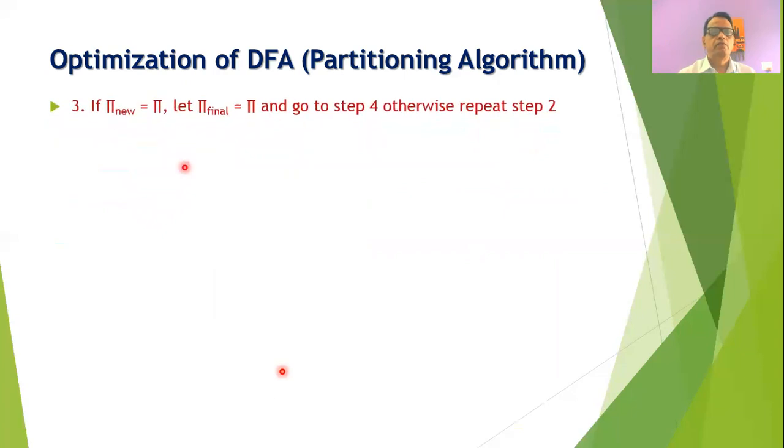Now we will check whether the new partition that we have created is equal to the old partition or not. If it is equal to the old partition, then we will stop, and we will go to the next step. But if it is not, then again we will repeat the step in order to have newer partitions. So the process of partitioning will go on until the new partition becomes equal to the old partition.